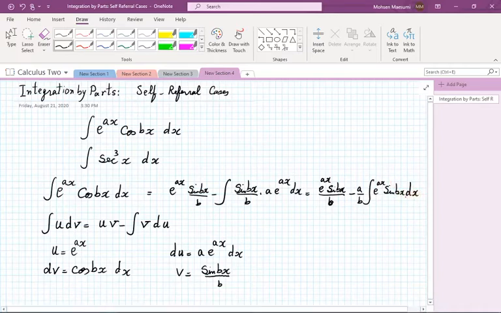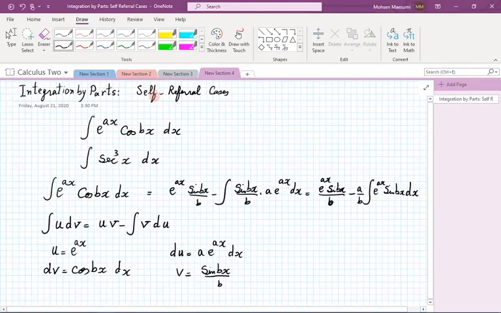We see an interesting play here. We wanted exponential of ax cosine of bx, and we end up with exponential of ax sine of bx. It looks like we changed sides and haven't gained anything. The interesting thing is that if we do this all over again with respect to exponential of ax sine of bx, we are going to come back to cosine of bx. At first sight, it might look like we are stuck in a cycle and not going to get out of it.